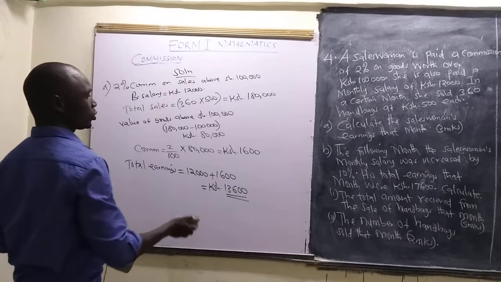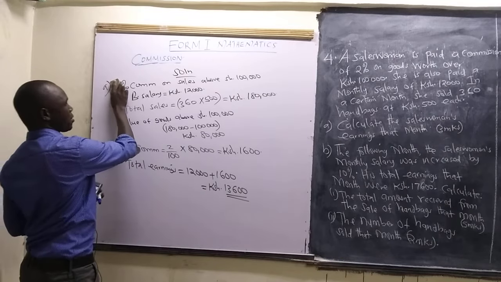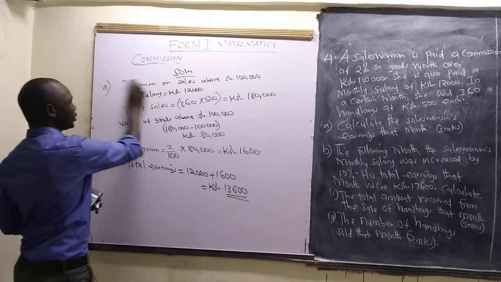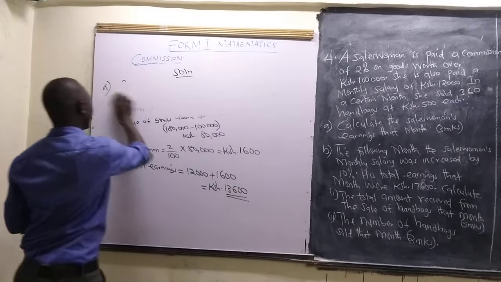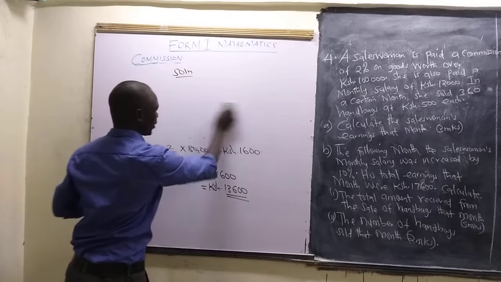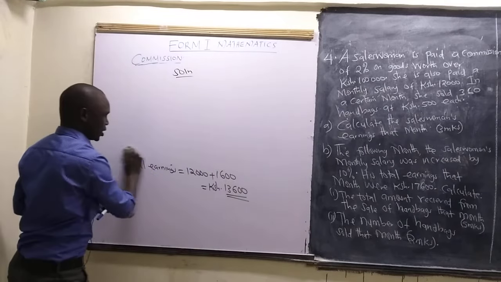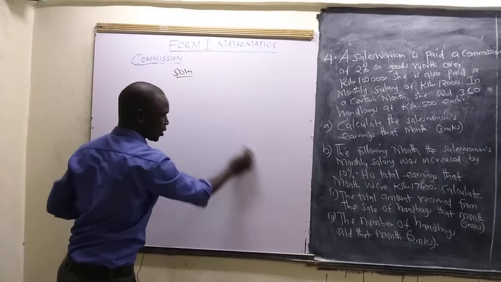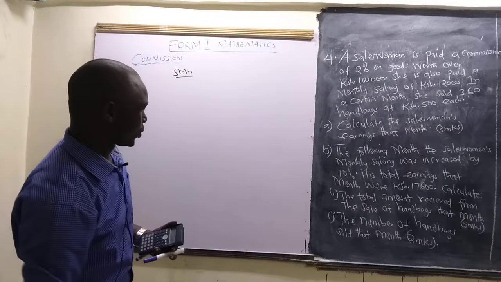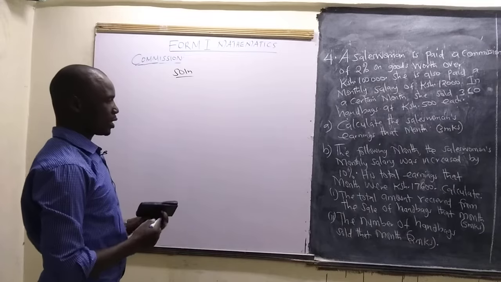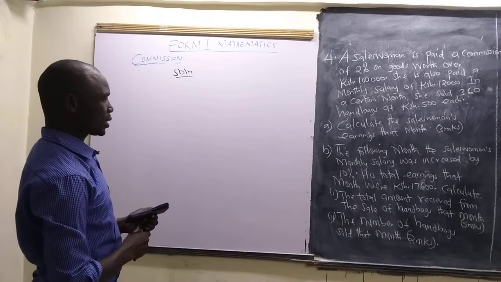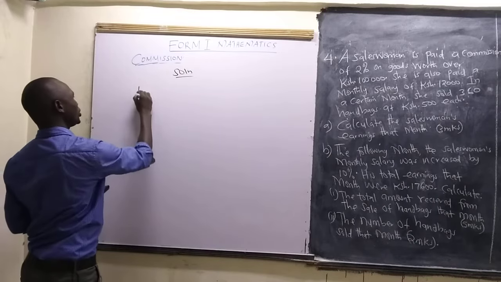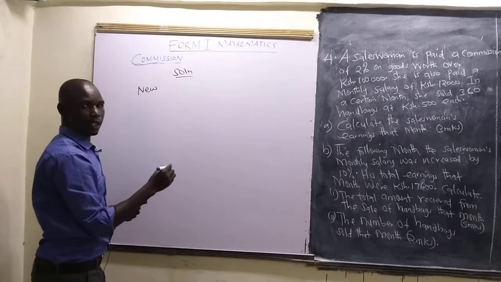Let us go to our part B. Allow me to remove this part that we have already worked out, so that we can work out part B of the question. Part B has two sections, that is, we have Roman 1 and Roman 2. So the following month, the saleswoman's monthly salary was increased by 10%. What we need to calculate straight away is the new salary.